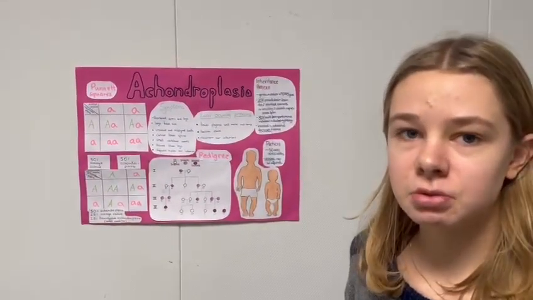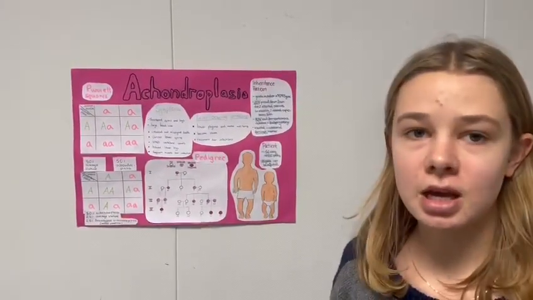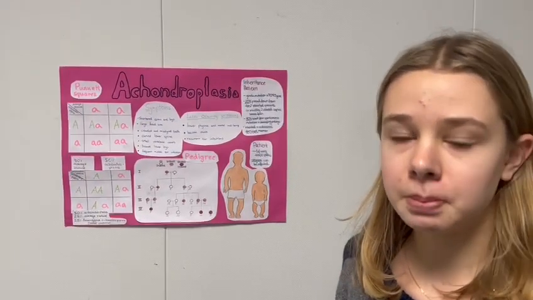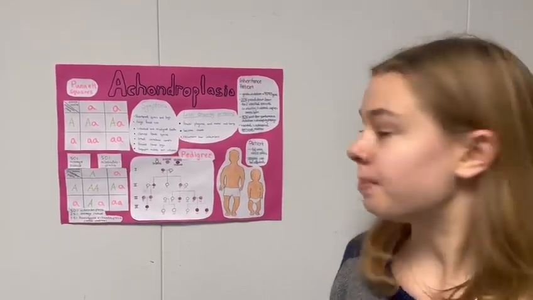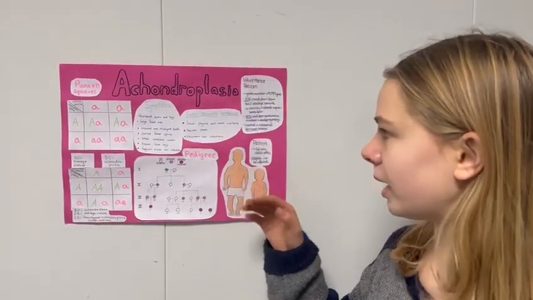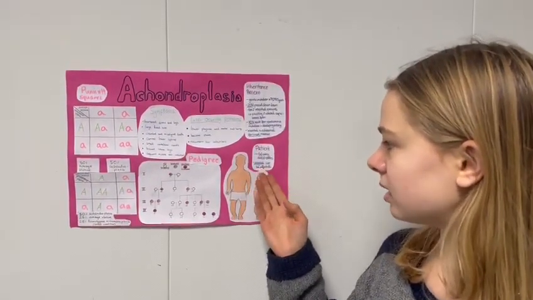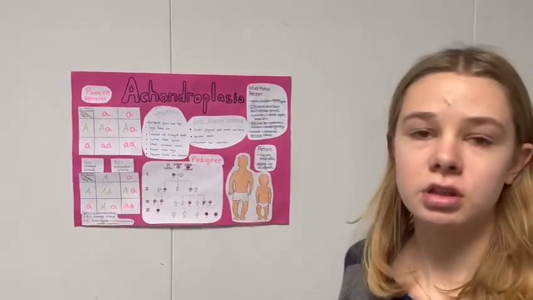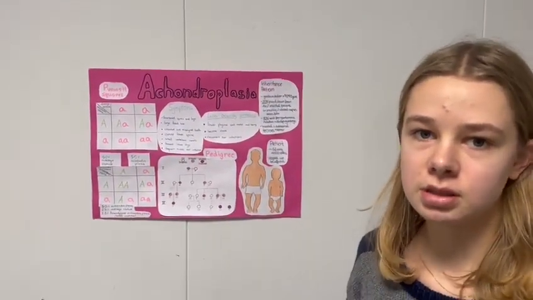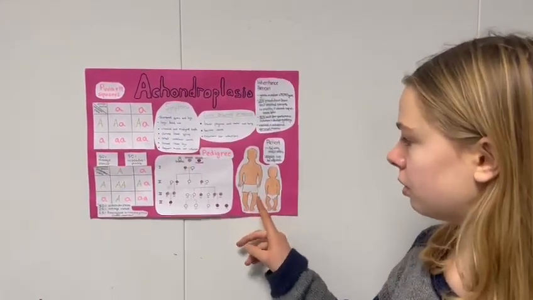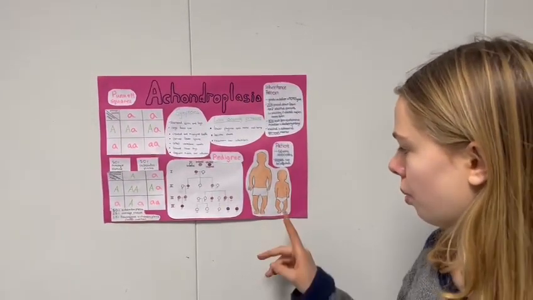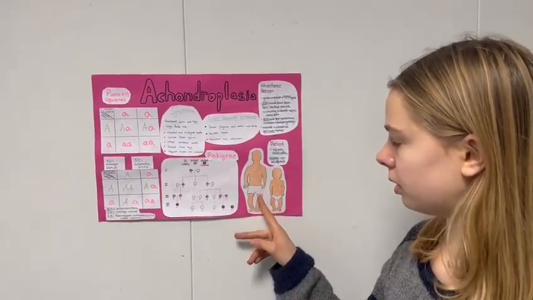80% of the cases result from a spontaneous mutation, which occurs in the uterus while the embryo is developing. This is why anyone can be affected by this disease. But it's very rare though. Only 1 out of 30,000 babies gets born with this disease. And here you can see two persons affected by achondroplasia, one baby and one fully developed human being.